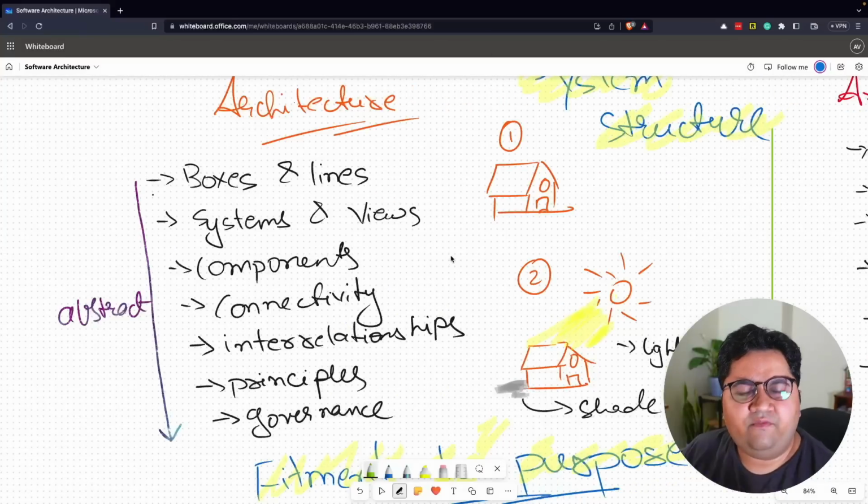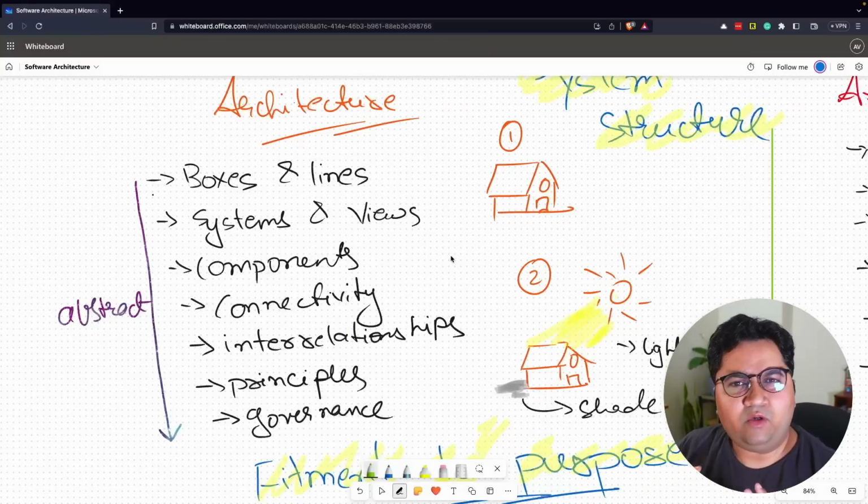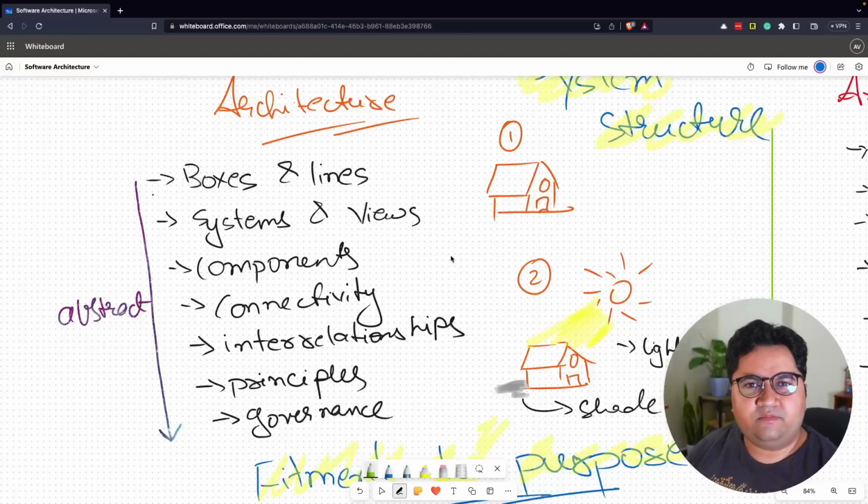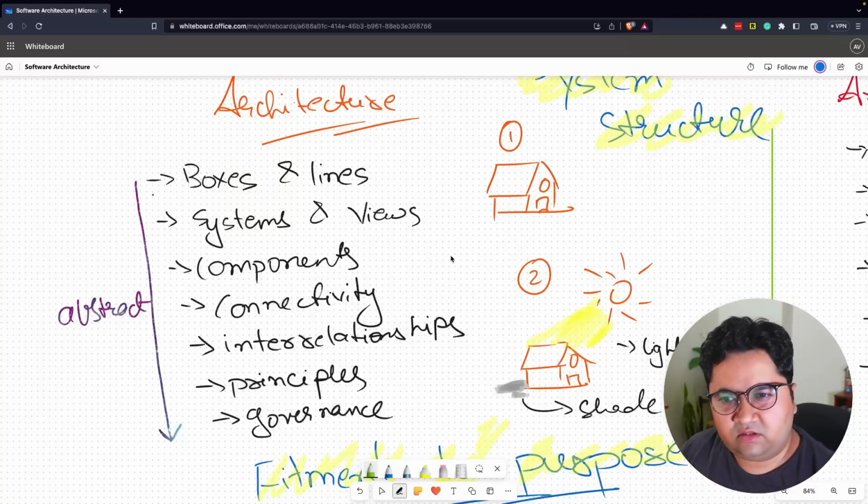So how do we define architecture? There are lots of definitions out there. I would like to keep this conversation really simple and focus on simple terms instead of jargon.